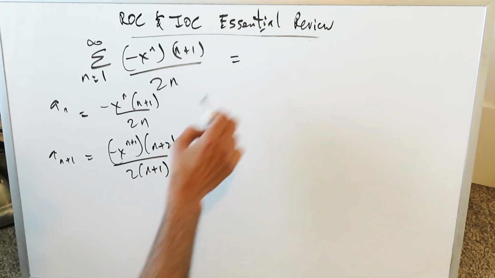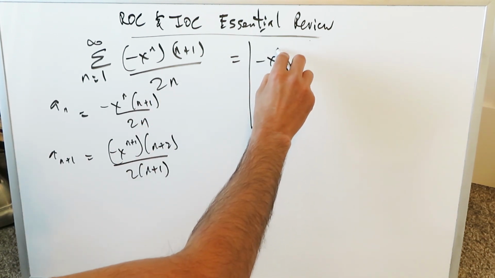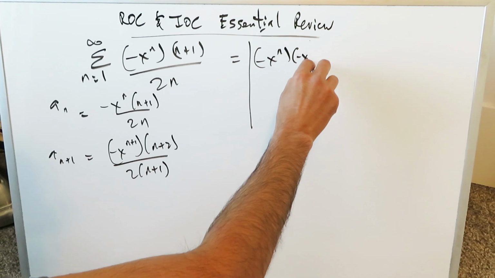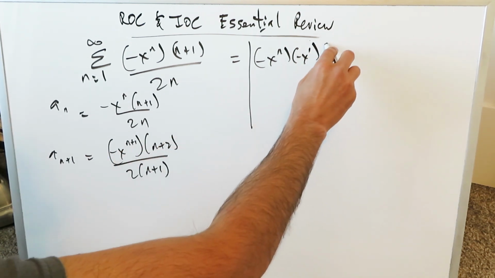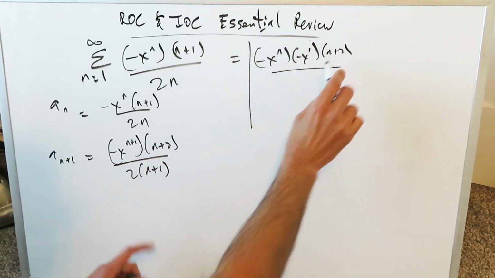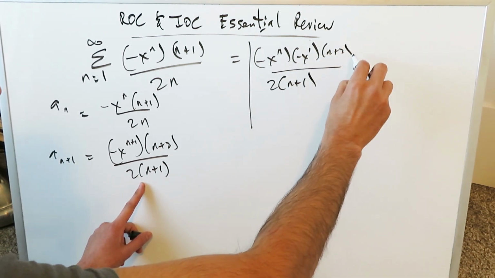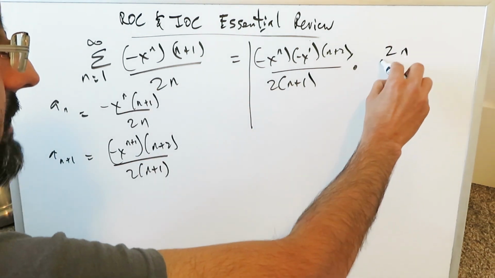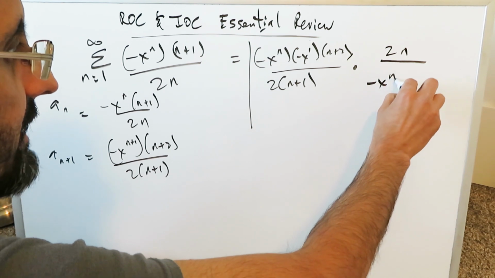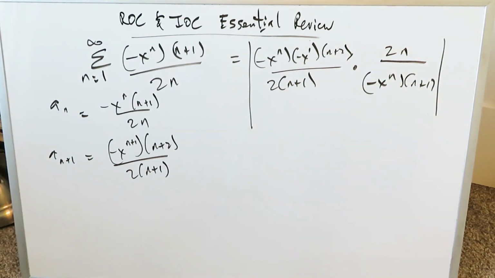You know the ratio test is this divided by that in terms of absolute value. You'll have minus x to the power of n times minus x to the power of 1. I'm separating these out right here. Times n plus 2 divided by this 2 parentheses n plus 1 times this undergoing a reciprocal, 2n divided by minus x to the n times n plus 1. Close the absolute value. Now what can you cancel out?